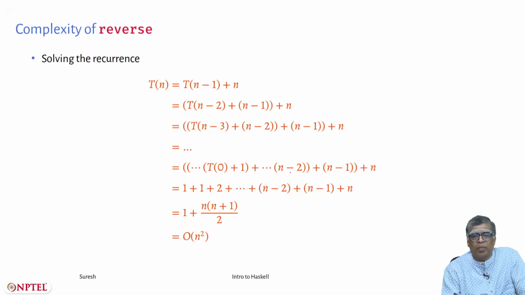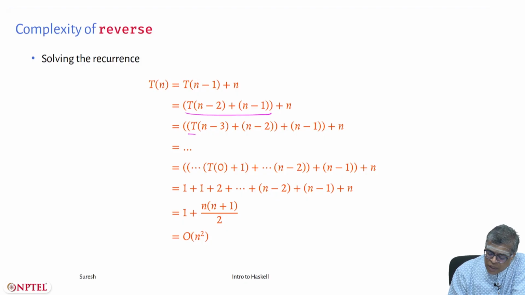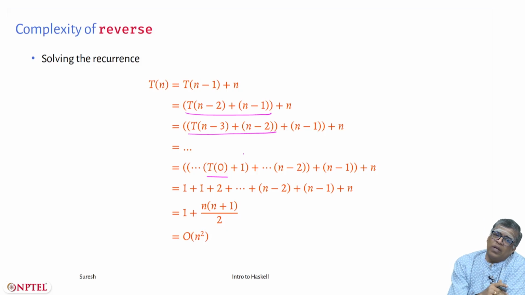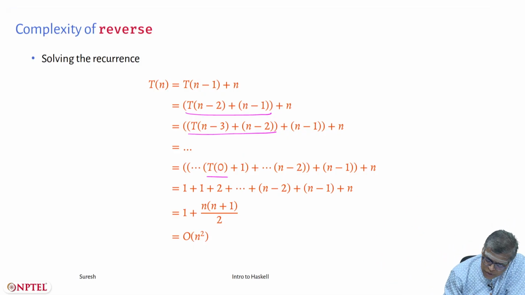T of n is t of n minus 1 plus n, but that itself is t of n minus 2 plus n minus 1, and t of n minus 2 itself is t of n minus 3 plus n minus 2, and so on. When do you stop? You stop when you reach t of 0, because t of 0 is 1. If you notice the pattern here, if I do t of n minus 3, I will add n minus 2 and then n minus 1 and then n. Similarly, if you have t of 0, you would be adding all numbers from 1 till n. So, 1 plus 2 plus 3 plus all the way up to n minus 2 plus n minus 1 plus n. Okay, that is what you have.